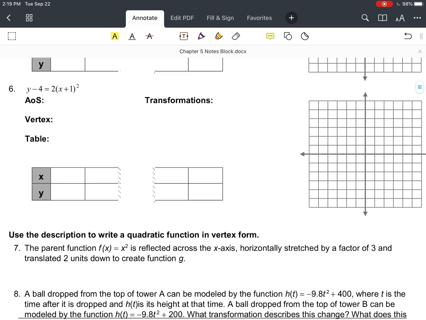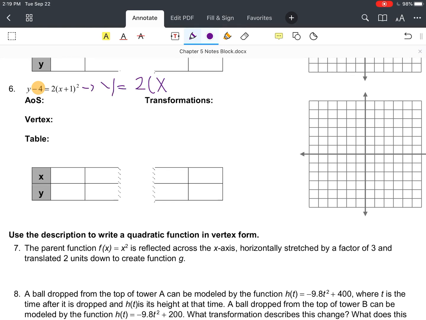Number 6, we'll try number 6 together. Hopefully with number 6 you're looking at it and thinking, it's not in y equals form yet. I still have this minus 4 on the left side I need to move over. Well, the inverse of minus 4 is plus 4, so this will become y equals 2 parentheses x plus 1 squared plus 4 at the end.